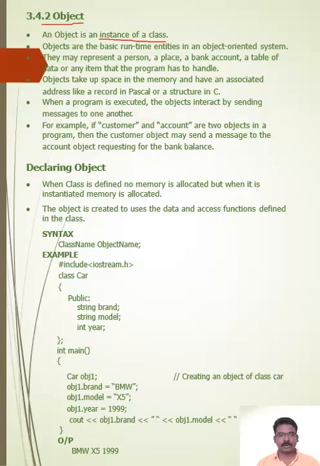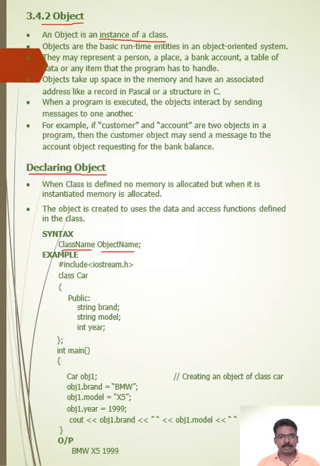So in the previous slide we have seen what a class is and how to declare it. Here we are just going to see how to create an object, or how to declare an object from the class. This is the basic syntax for declaring an object of a class. Here you mention the class name, and this is nothing but the object name.